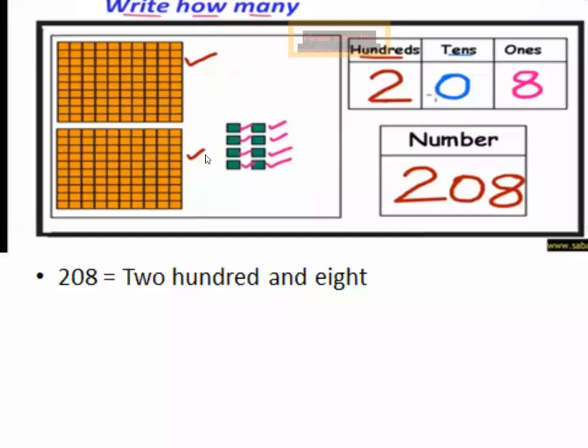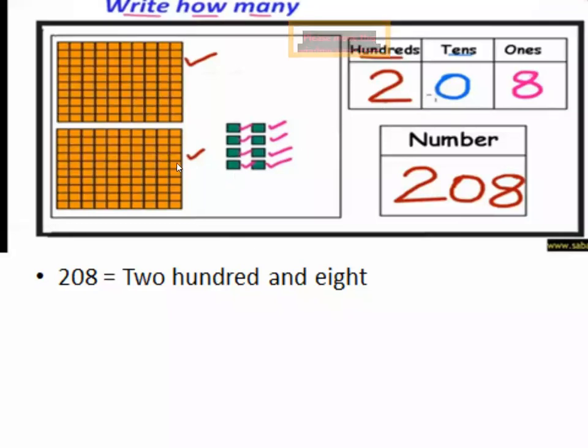Then see, there is no block of tens. So we write 0 in the tens column. Then count how many ones blocks. Count it with me. 1, 2, 3, 4, 5, 6, 7, 8. There are 8 ones blocks. So we write 8 in the ones column.